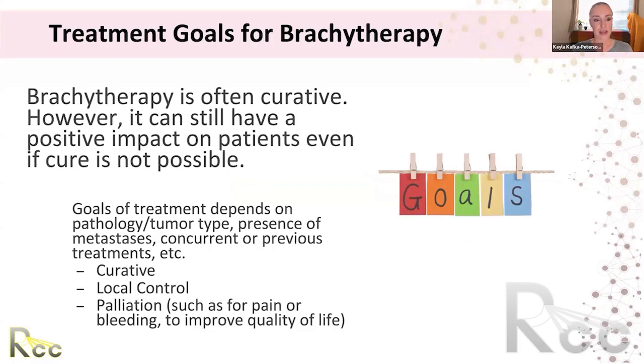The goals of treatment will depend on the pathology, the tumor type, the presence of metastases, and concurrent or previous treatments. It can be highly curative, especially for prostate and a lot of gynecologic cancers, a lot of skin cancers. It's a very good curative method. Local control is when we want to try to keep the cancer, treat locally, prevent future spread. And then palliation, of course, is palliation, such as for pain control or bleeding, or to try to just keep it as small as possible, but it still can improve quality of life, especially in the gynecologic patients.